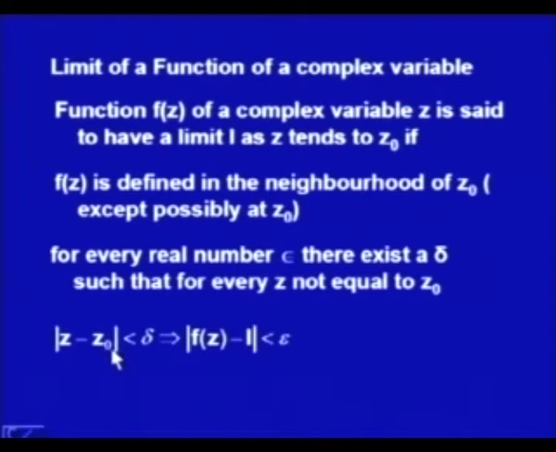This modulus z minus z naught less than delta represents a circle centered at z naught and of radius delta, while modulus f(z) minus L less than epsilon represents a circle centered at L and of radius epsilon. So, that means whenever we have points in this circle in z plane, then we will have points in the circle in w plane. Let me illustrate this pictorially.